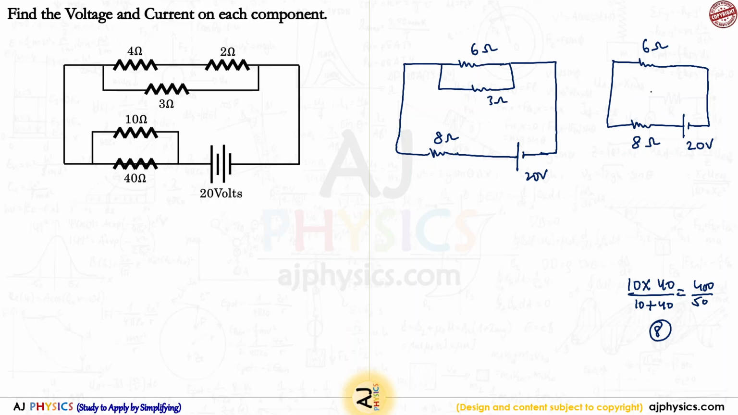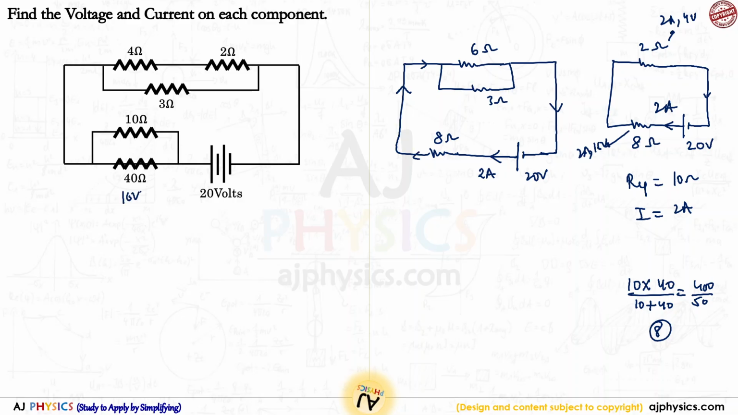So 8 and 2, they will add up to 10, and the current flowing through the circuit will be 2 ampere. Okay, our equivalent is 10 ohms, and the current flowing in the circuit is 2, or the overall current. Let's start now. This is 2 ampere current going from here, and 2 ampere has to reach everywhere. So this is having 2 ampere and 4 volts. This is having 2 ampere and 16 volts. Okay, so this portion is like 16 volts, and this is also having 16 volts.